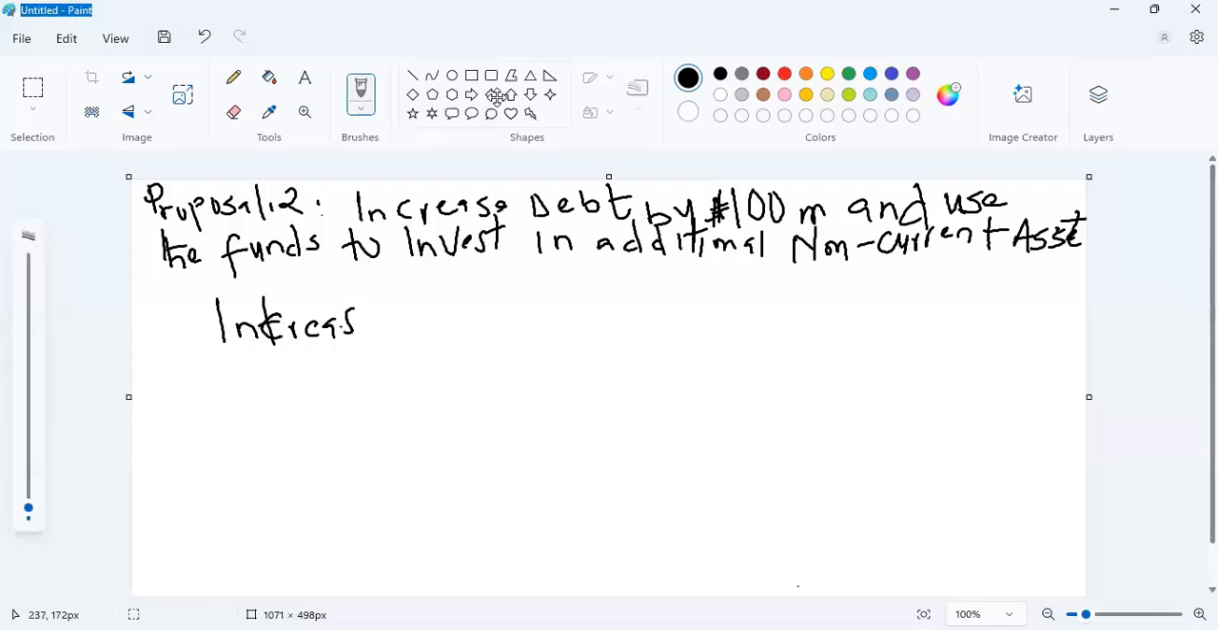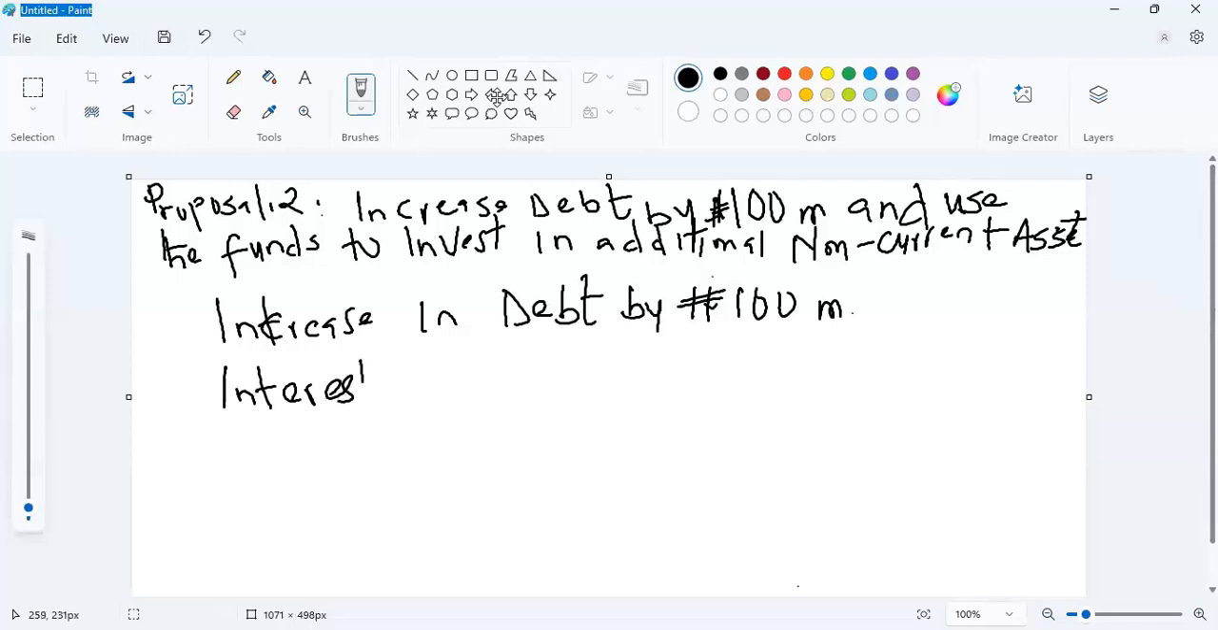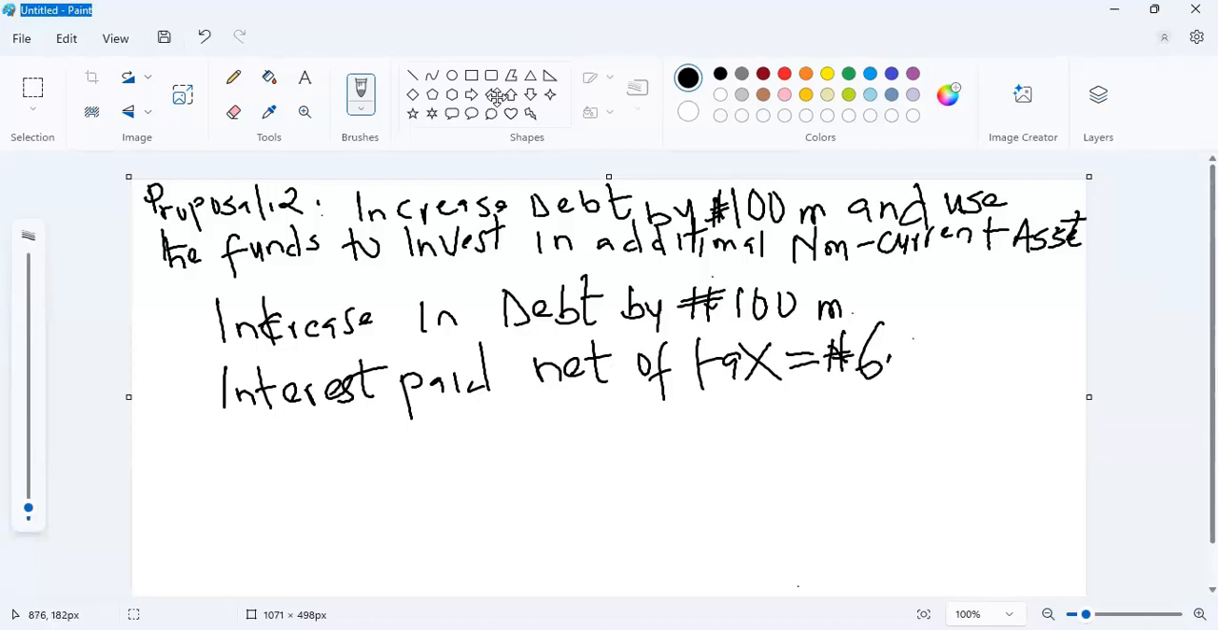With increase in debt by 100 million, we are still going to have interest paid net of tax. That working we did is still valid here. That computation we made previously is still valid here. That is 6.4 million.